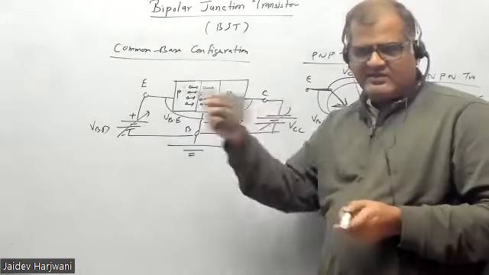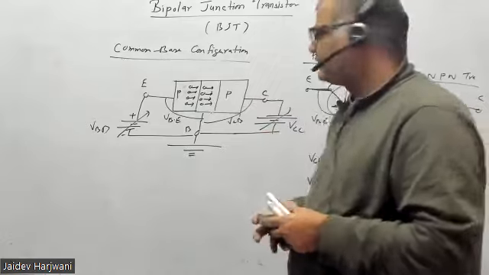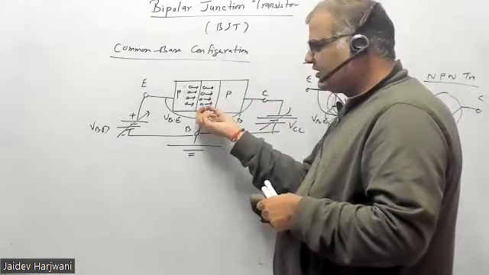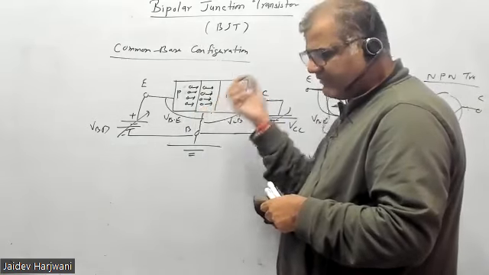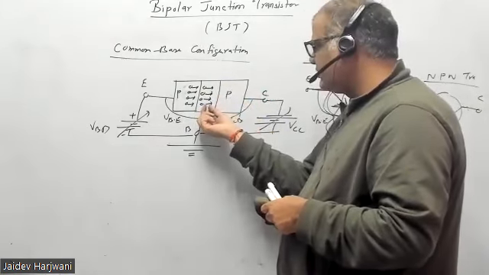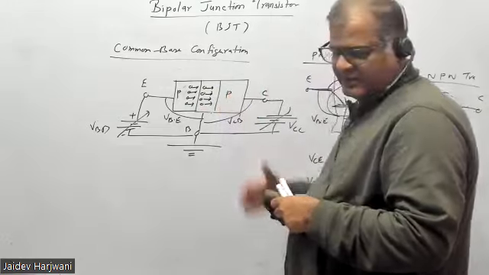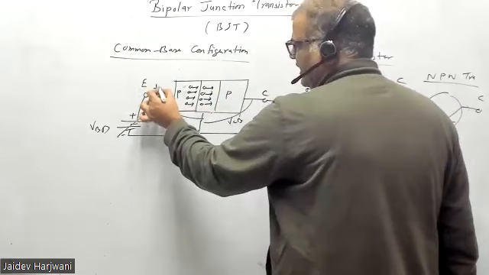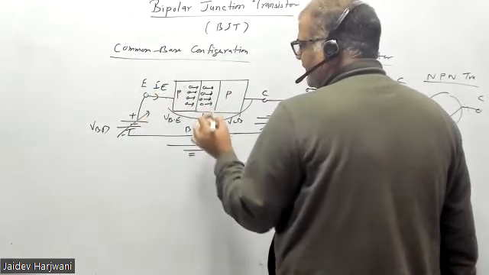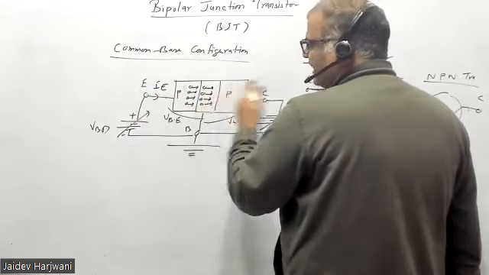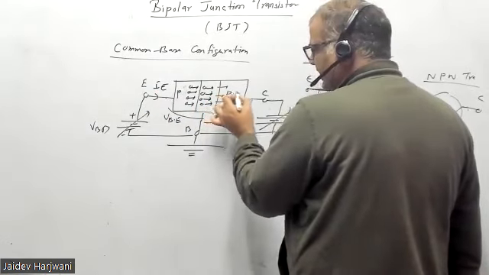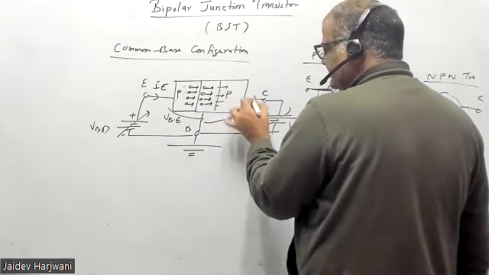You can understand the reverse magnets for the electron. Suppose these holes are moving and this is very thin, and very few holes are recombining, so almost the whole current will reach here. A current called IE will flow here, and out of IE, 98% or 99% will reach here and form a current called IC.